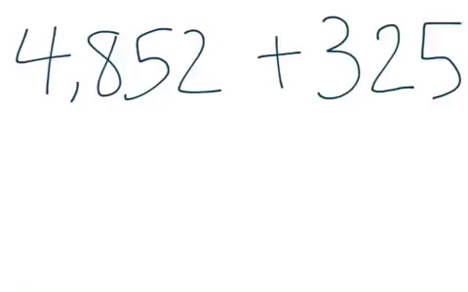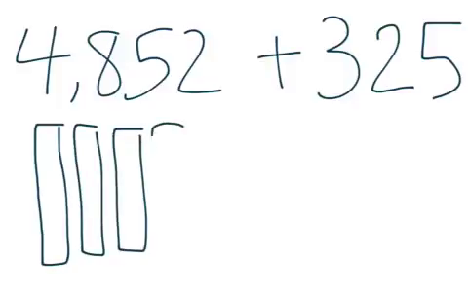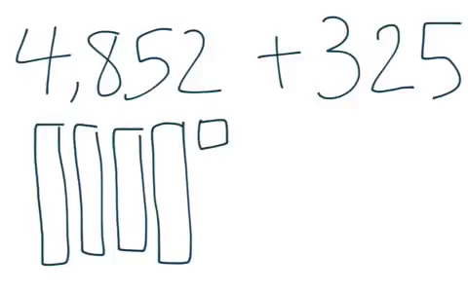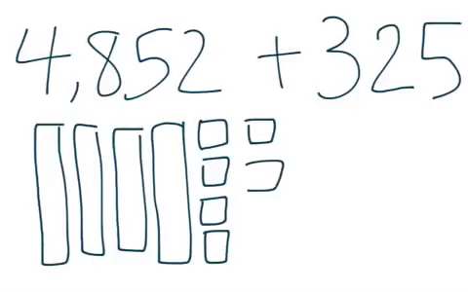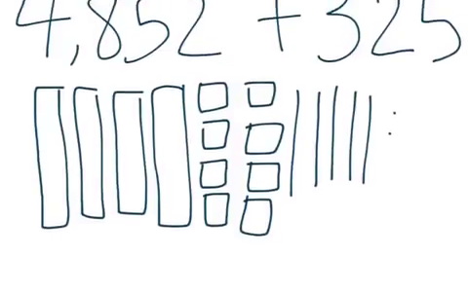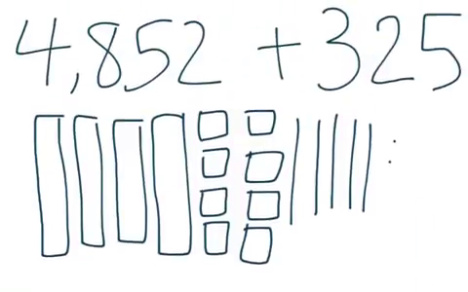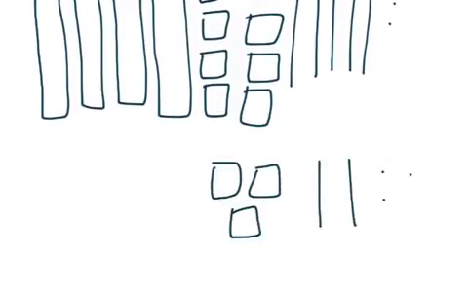So this time I'm going to use the place value drawing. So for 4,852, I have 4,000s, I have 800s, 5 10s, and 2 1s. And then for 325, I have 300s, 2 10s, and 5 1s. So now I need to add these together.